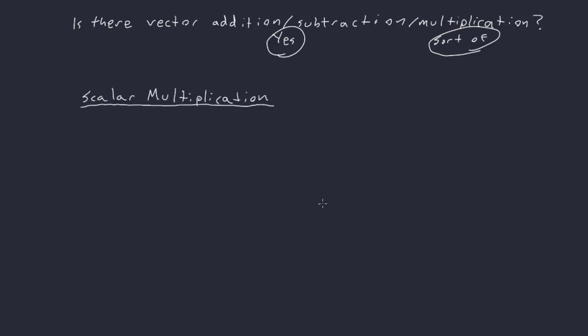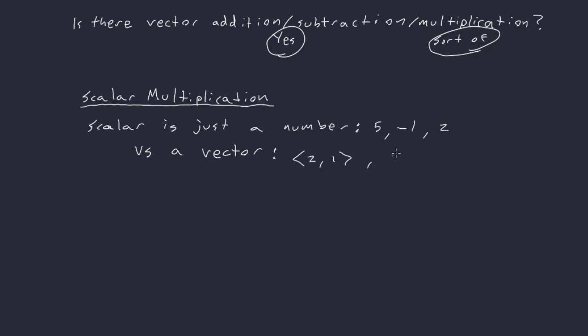Okay, so what is scalar multiplication? I guess we need to talk about what a scalar is. So a scalar is just a number. Okay, and what I mean by that is it's things like 5, -1, 2, versus a vector, which would be something like 2, 1, 7, 3, -5, pi. Okay, these are vectors. They make the arrows, right? 2, 1 would look something like this. Right, 7, 3 would look something like this. -5, pi, probably something like this. Okay, well, these are just numbers.